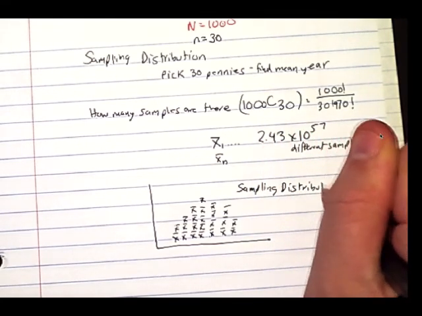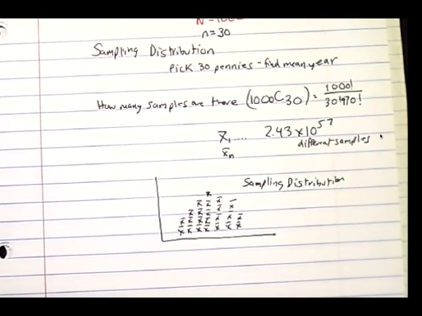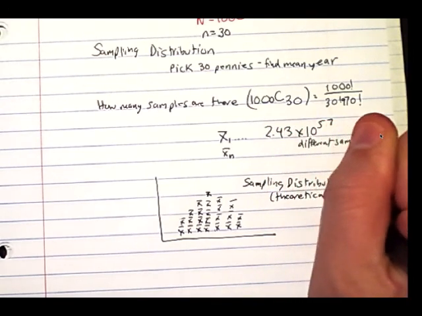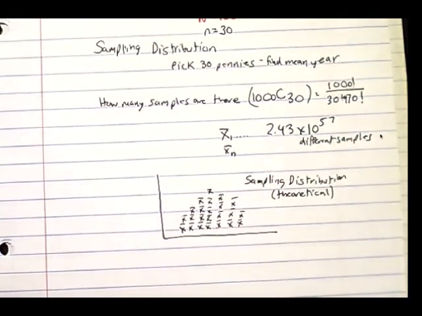Obviously, it's not feasible to do that, to get a real sampling distribution. This is more theoretical than anything else. There's no way we're going to take that many different samples.